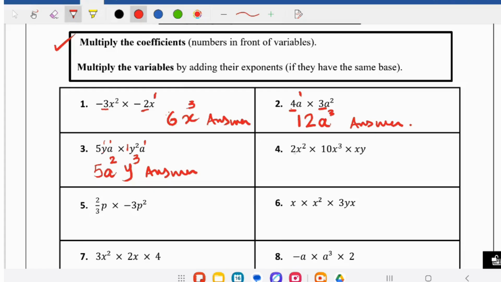In this question, I have got a coefficient 2, a coefficient 10, and an invisible 1. Okay, so 10 times 2 is 20. x and x, the bases are the same here, so I will add their powers. This is also x here, the same. So 2 plus 3 plus 1, which is 6. 3 plus 2 is 5, 5 plus 1 is 6. So x to the power 6, and y as it is.